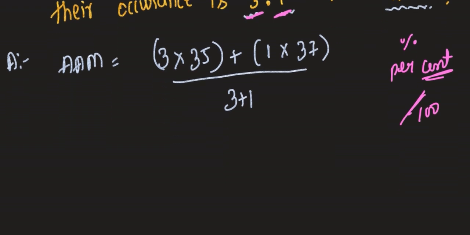So what are we going to get here? Just do the small calculation by yourself and finally you should get the answer 35.5 grams. Okay, this will be our average atomic mass. I hope you people understood.